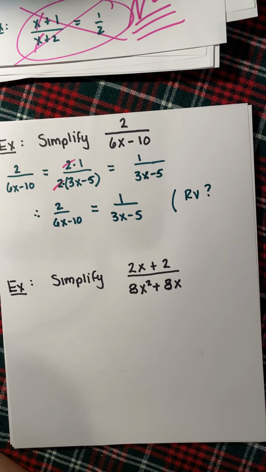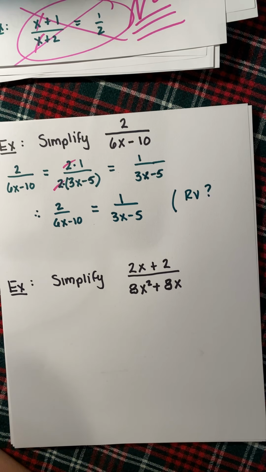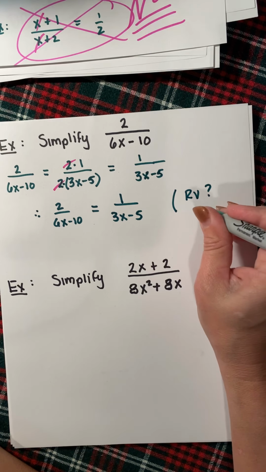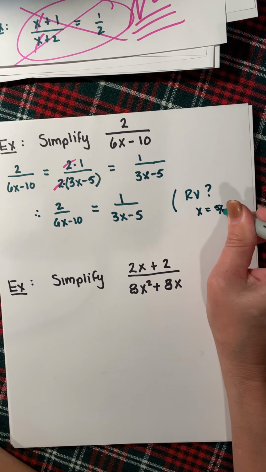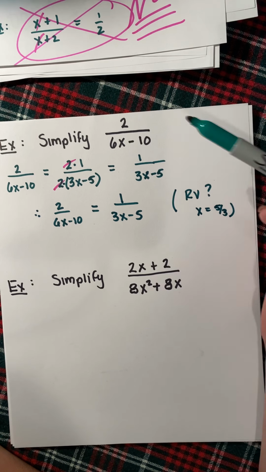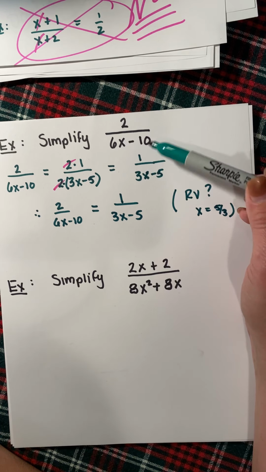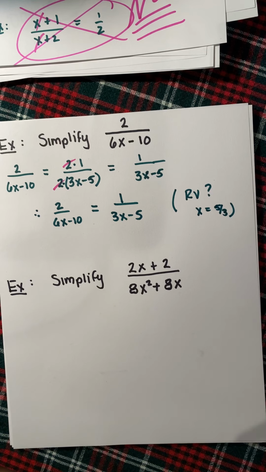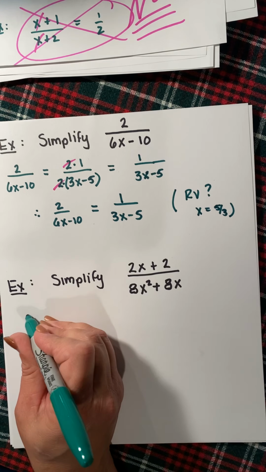What is the restricted value? Take a minute, see if you can figure it out. The restricted value would be 5/3. You can either set 6x minus 10 equal to 0, or you can set this equal to 0, but in either case you get the restricted value of 5/3, so we're allowed to put anything in this expression except for 5/3. All right, let's try the next one.